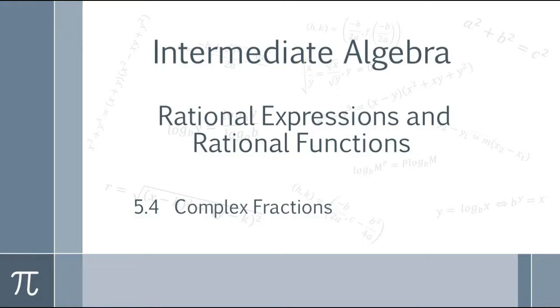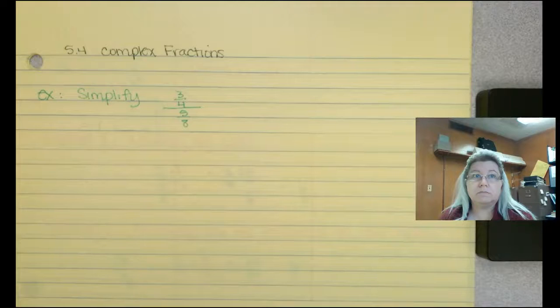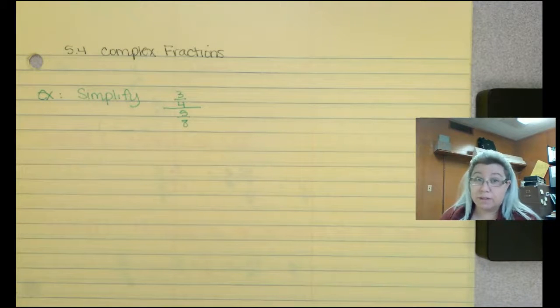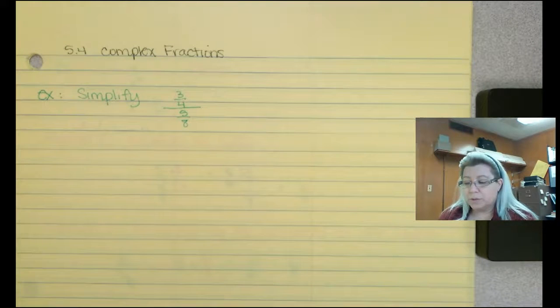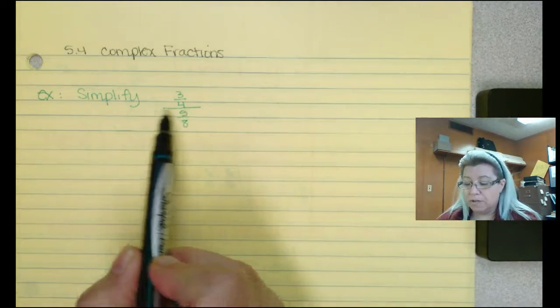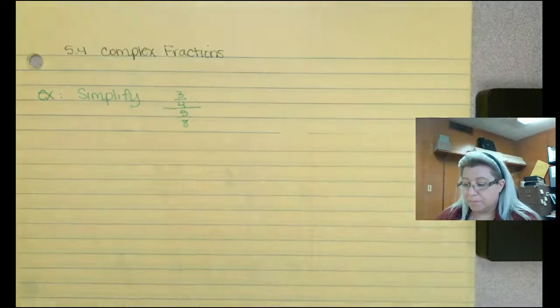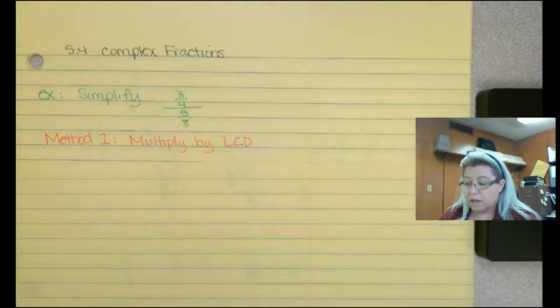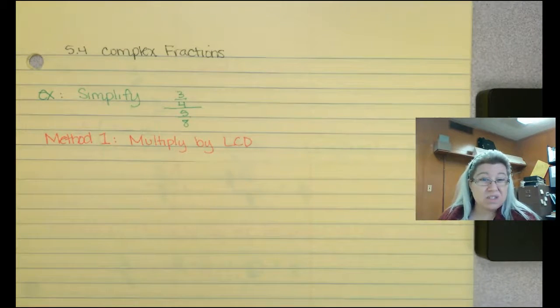Lecture 5.4, Complex Fractions. Let's recall what it is to be a complex fraction with numerical values, something similar to 3/4 over 5/8. We can simplify this problem by treating the big fraction bar as division. We have two methods to do this.